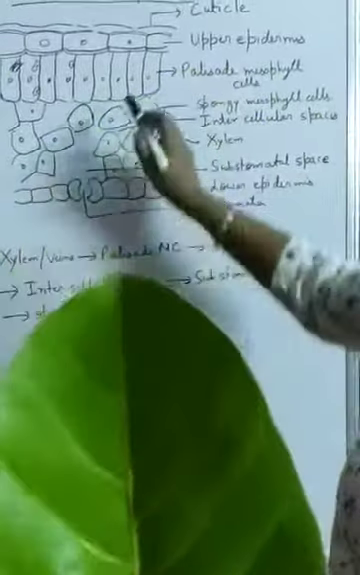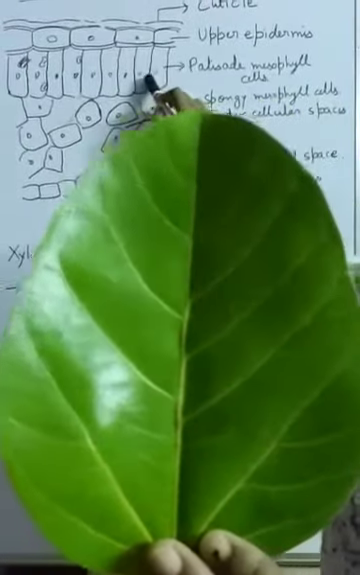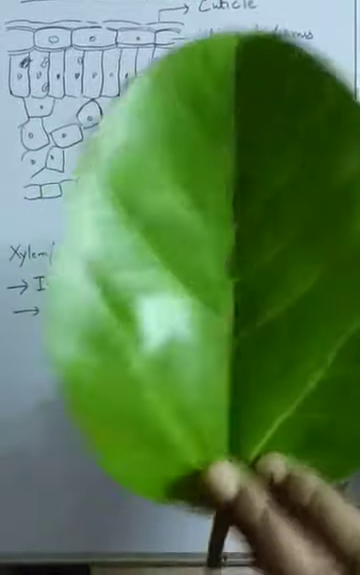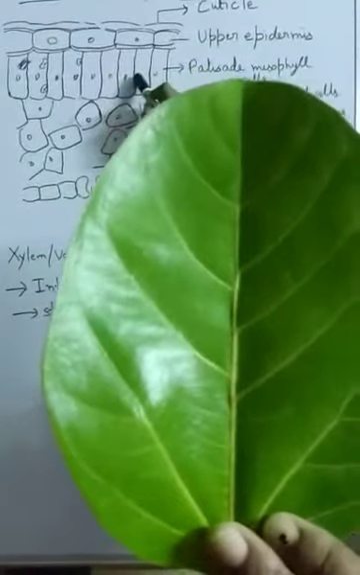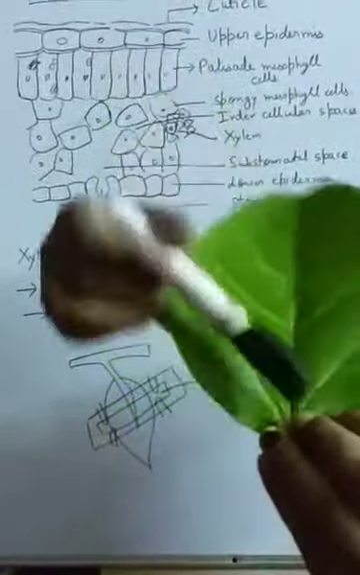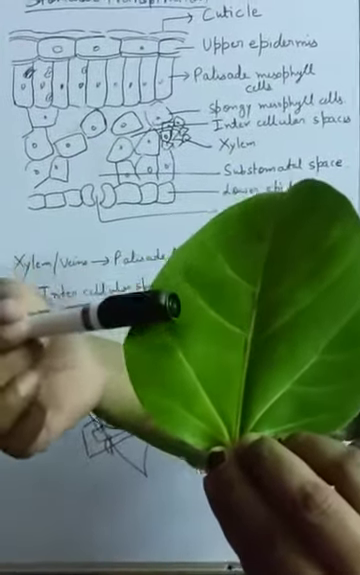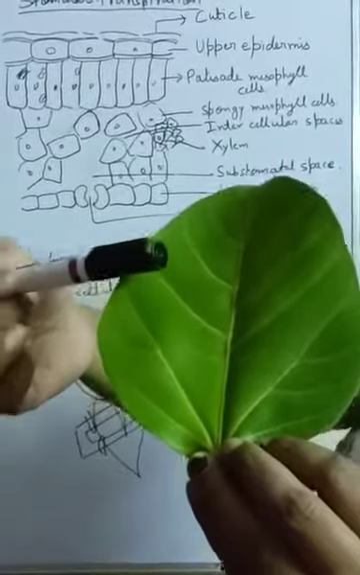The reason is it contains palisade mesophyll cell. The second layer is palisade mesophyll cell, which contains chloroplast, and chloroplast contains chlorophyll. So it is darker, which helps in absorption of sunlight also. Okay. So you can see this leaf, it contains midrib and vein. So this midrib and vein contains xylem and phloem, that is vascular bundle.